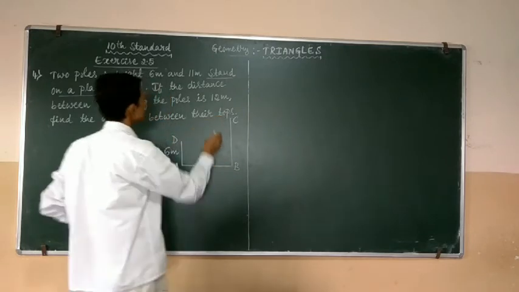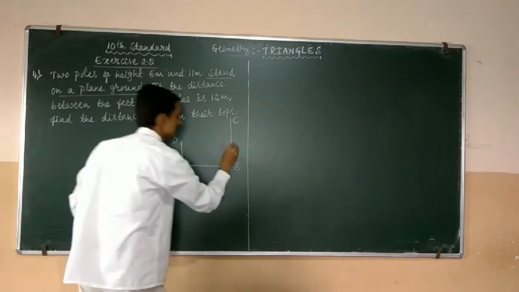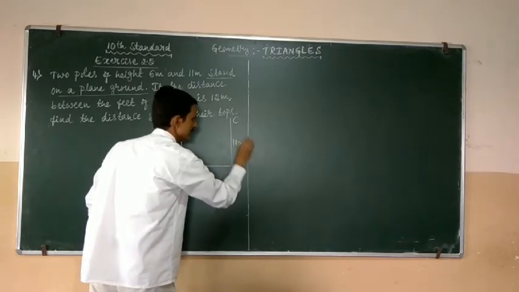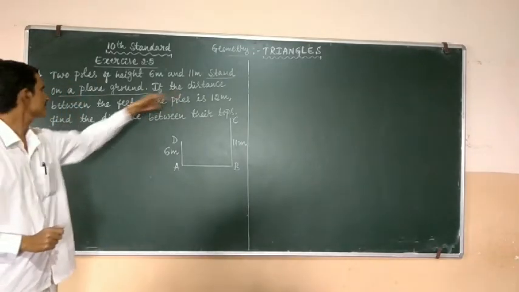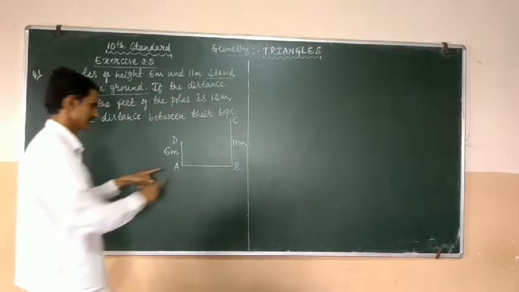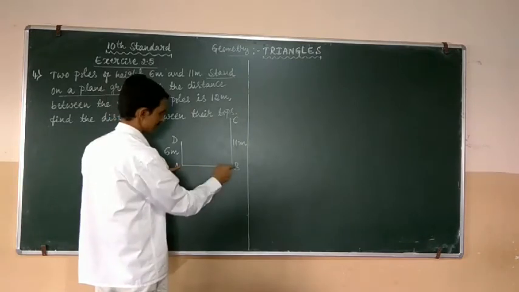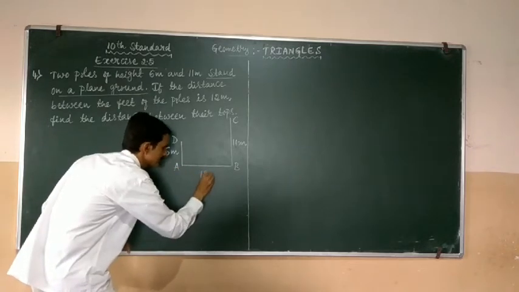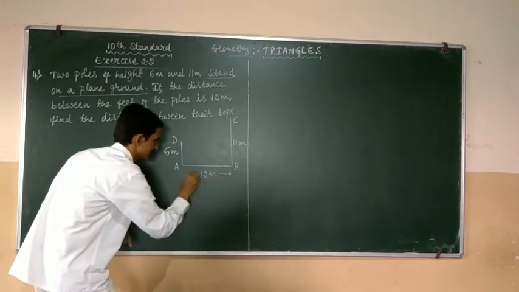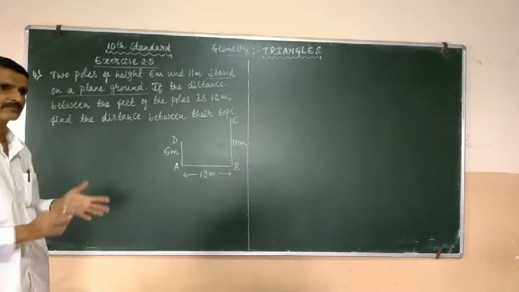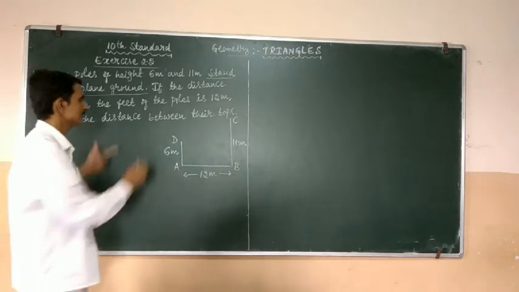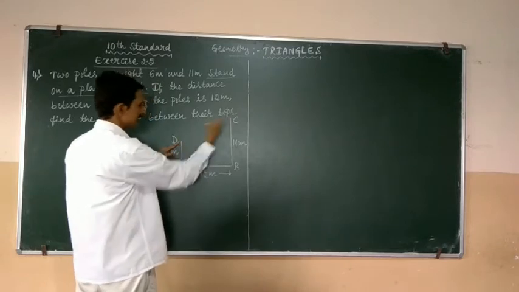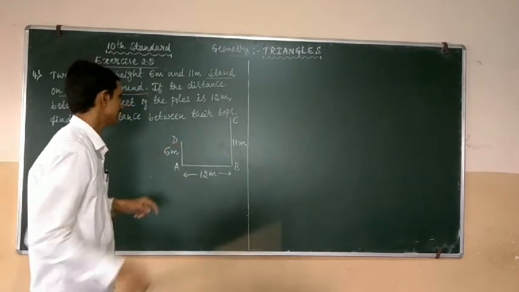Whereas BC is the height of the second pole. It is 11 meter. And the distance between the feet of the two poles AD and BC is 12 meter. So what do we have to find out? We have to find the distance between their tops, that means from C to D. The distance between C and D.